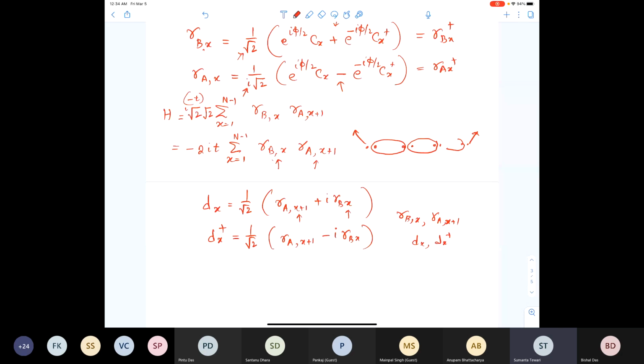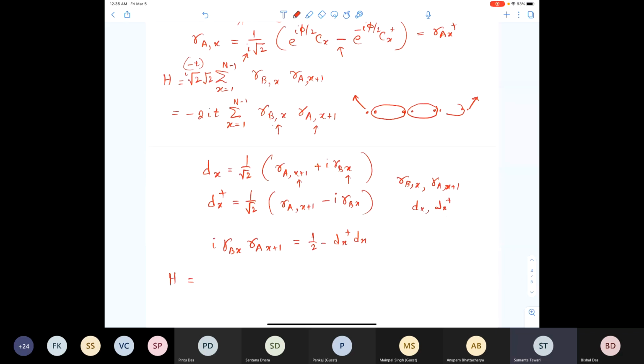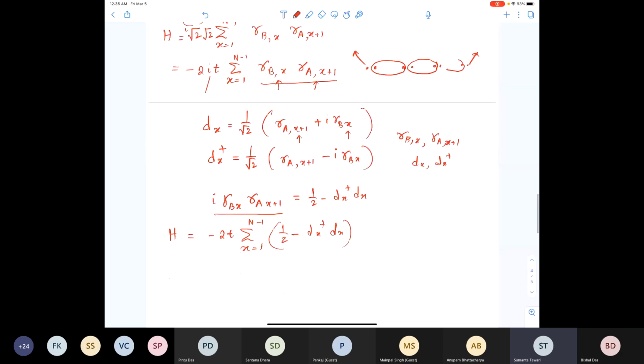Okay, what you're going to get is i gamma_b,x gamma_a,x+1 is in fact half minus d_x dagger d_x. So this is what I was saying before. H then is just minus 2t, so you have this i here, and then gamma_b,x gamma_a,x+1. So that's exactly what I wrote there. You have minus 2t, and then sum over x equal to 1 to n minus 1, and then half minus d_x dagger d_x. Remember, these are fermion operators, but they are fermion operators constructed out of Majorana fermions from neighboring sites. So you can write this as 2t sum over x equal to 1 to n minus 1 of d_x dagger d_x. This is what I also said earlier, minus (n minus 1) times t. That comes from the factor of half.